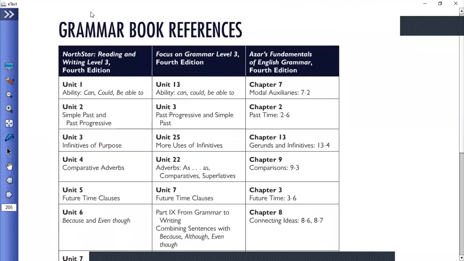And then for grammar, always look at the left column, not the second and the third. In unit 2, we're going to focus on simple past tense and the past progressive tense. Past progressive, you can also call it continuous tense.